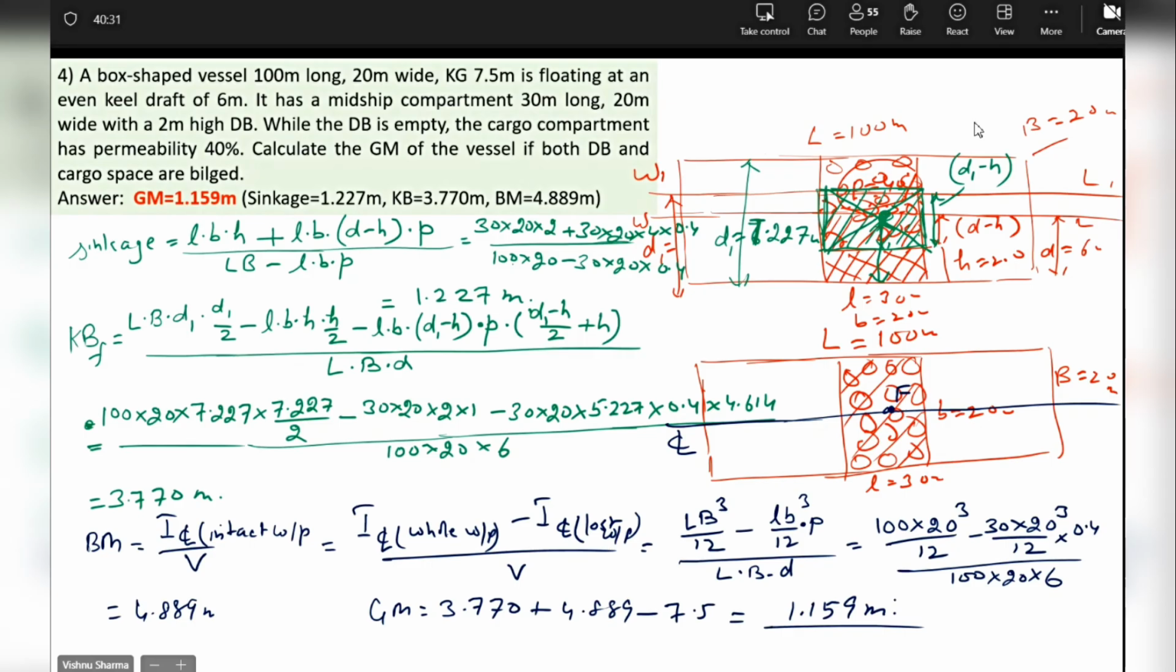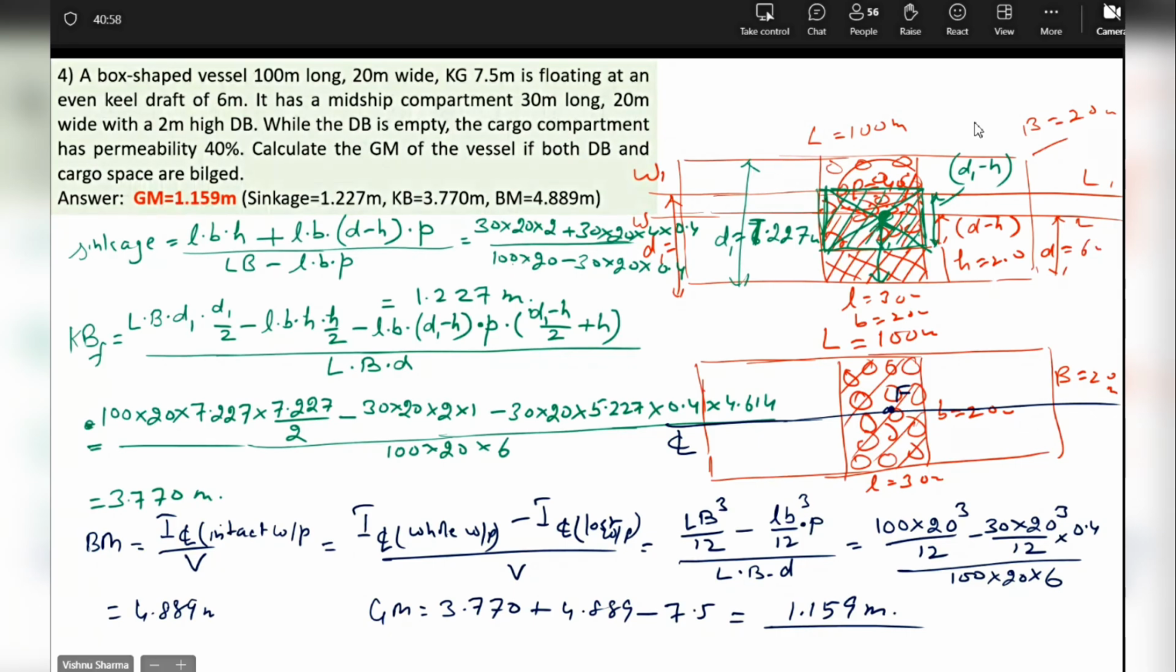You can review this, and if you still have any doubts, please feel free to clarify. Sorry, in KB it is D1 minus h by 2 plus 2 meters, no? Yes, I have not done it. I have done it now. On the calculator, you make half of 5.227. What is D1 minus h? 5.227, no?